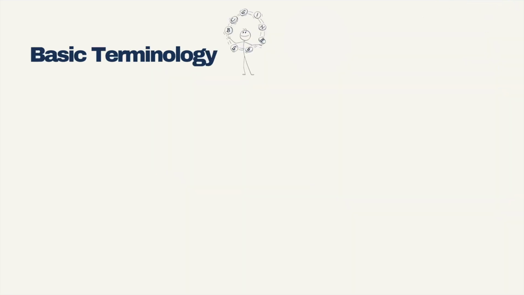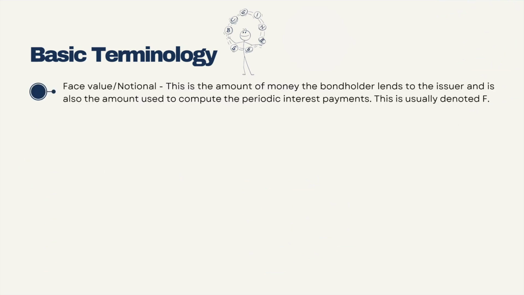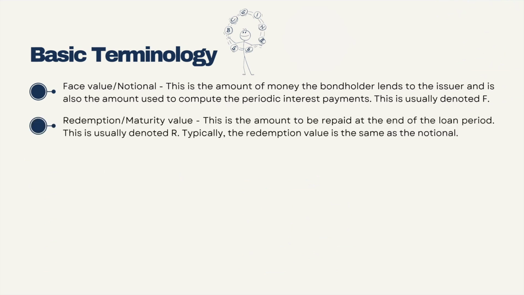There are certain words or terminologies that come up very often when you're dealing with bonds. Firstly, we have the face value, also known as notional. This is the amount of money the bondholder lends to the issuer and is also the amount used to compute the periodic interest payments. This is usually denoted F. Next, we have the redemption or maturity value. This is the amount that is to be repaid at the end of the loan period. This is usually denoted R, and most of the times, the redemption value is the same as the notional.